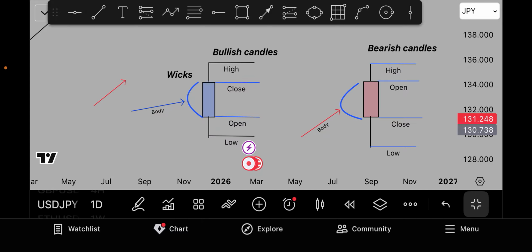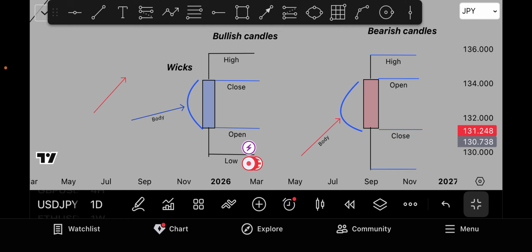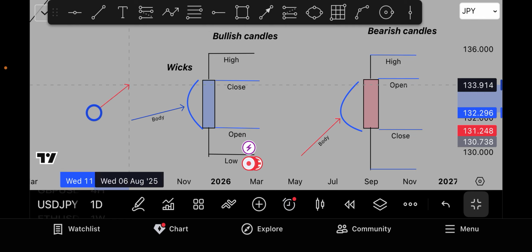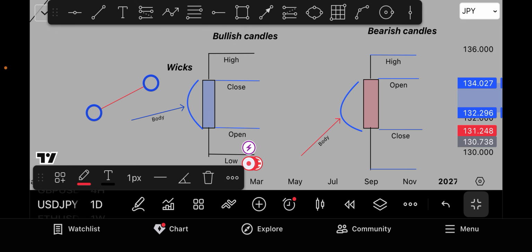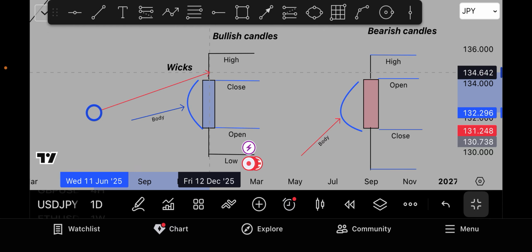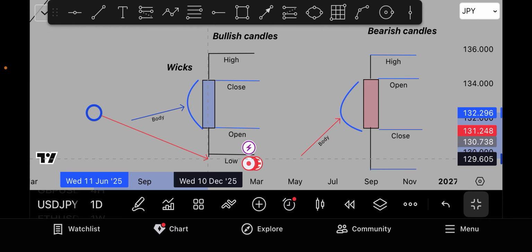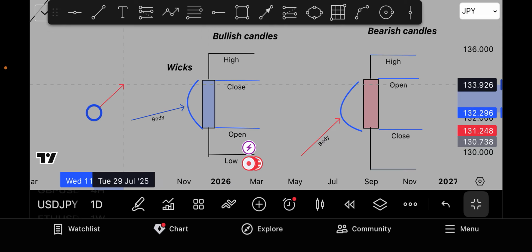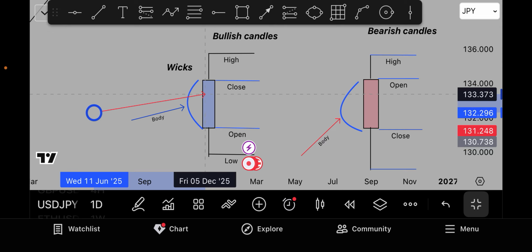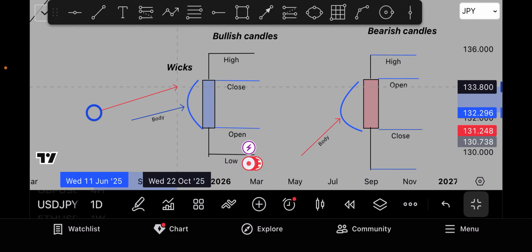But we have what we call wicks, okay? And with wicks, we have the highs of the wicks and we have the lows of the wicks. All this represents is how high price has gone and how low price has gone throughout this candle. Depending on what time frame you're on, it really doesn't matter which time frame. It all represents the same exact thing.